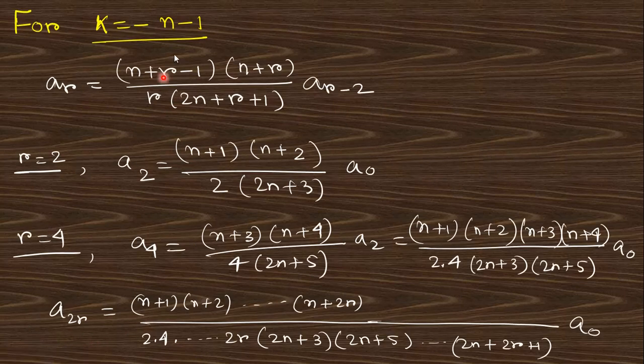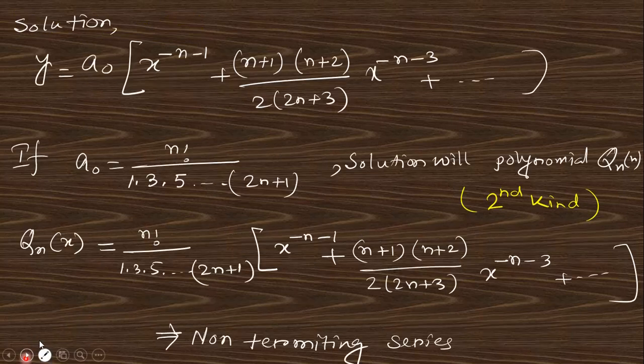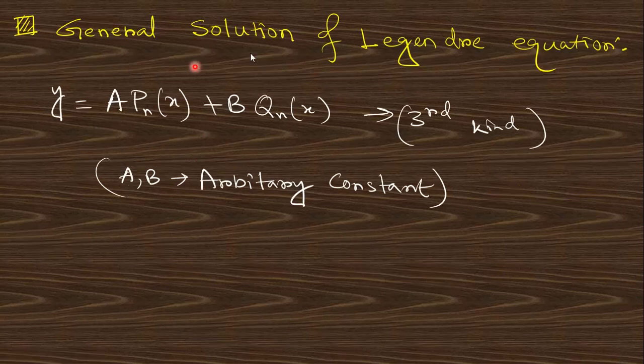And if you take another value of k, you will get this expression, and this is the general coefficient. After that, your solution will be like that, and this is taken as the second kind Legendre polynomial. Take a0 equal to this, and this is a non-terminating series. And their combination is the general solution of this Legendre equation.